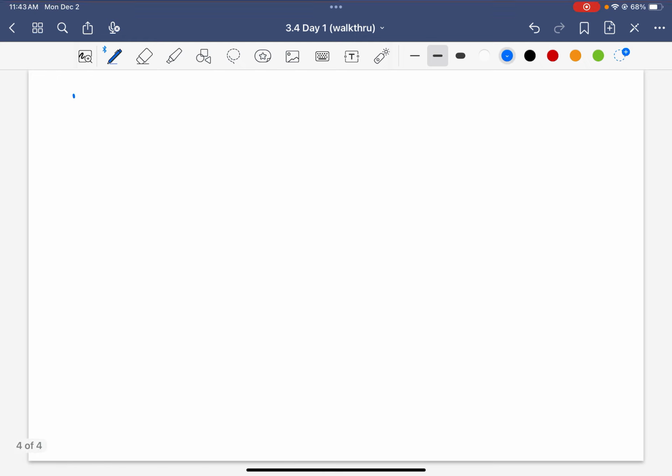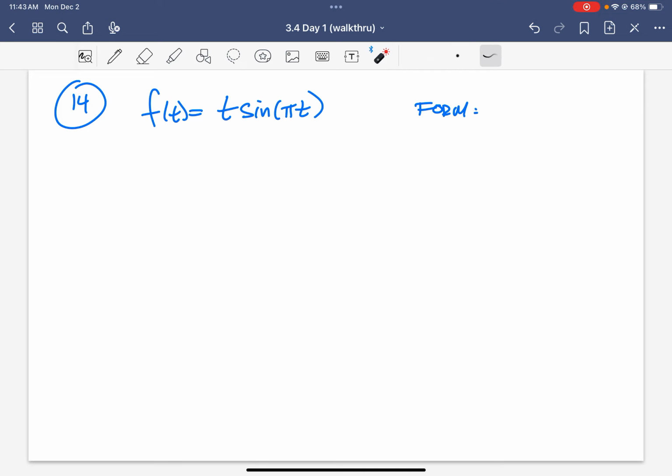That's 12. 14 would be f of t is equal to t sine of pi t. If you ask me what the form is, I would maybe plug in something like 8. If you plug in 8 here and here, the first thing you do is take 8 times pi, which is a number, then you take the sine of that, and the last thing you do would be to multiply whatever you get over here times 8. Since the last thing you would do is multiply, the form of this thing is stuff times stuff. So it's going to be the product rule.